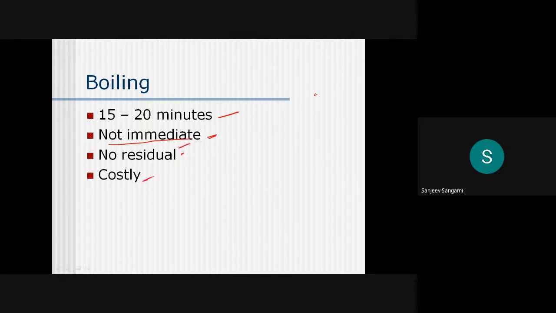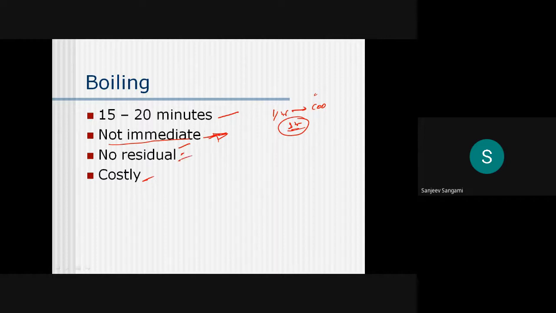Not immediate means, suppose I want to drink water right now, you have to wait for a minimum of half an hour. After boiling, it has to be cooled, which takes minimum half an hour. So immediately you cannot drink it. You have to pre-plan it. That is the meaning of not immediate.